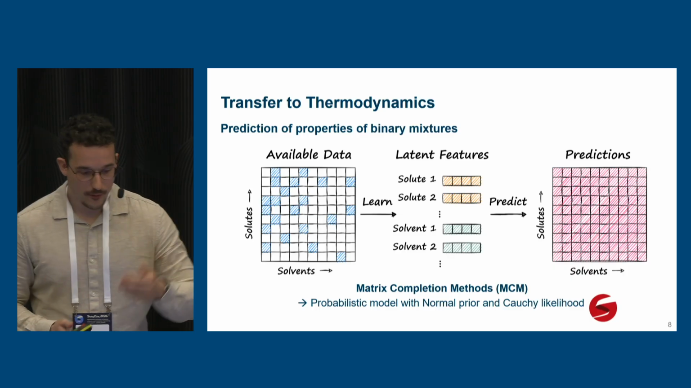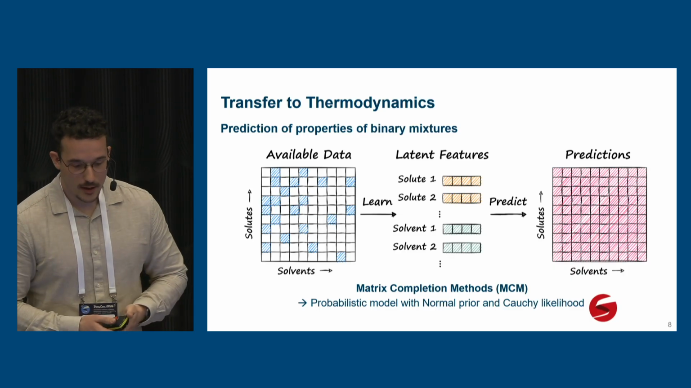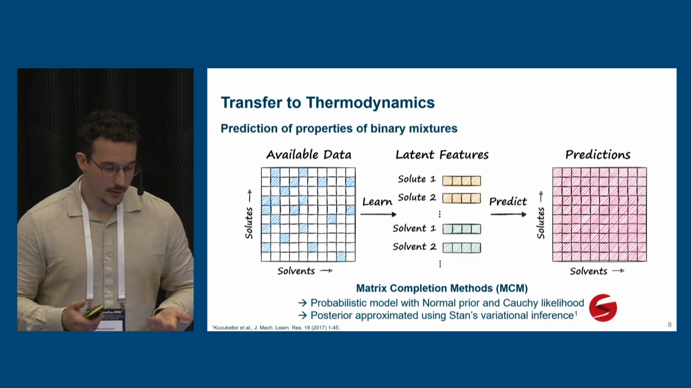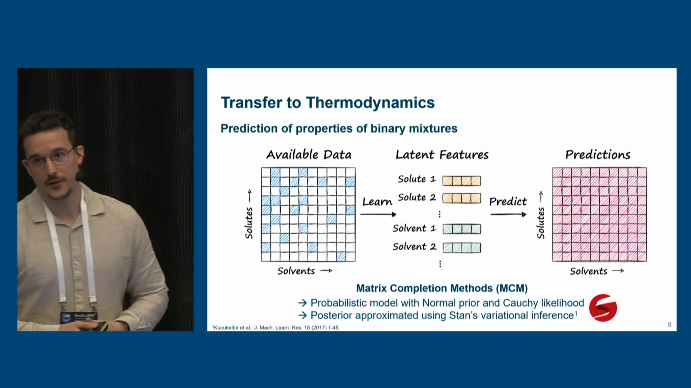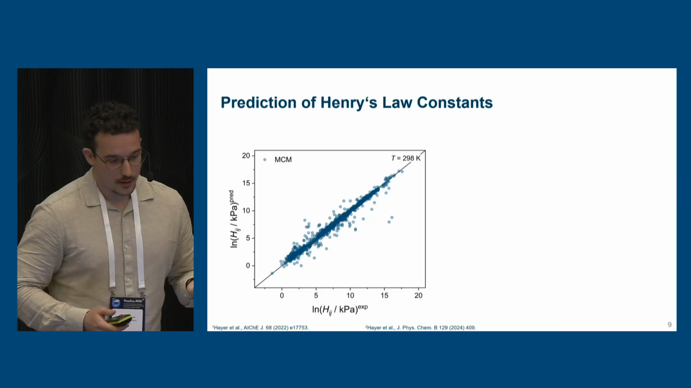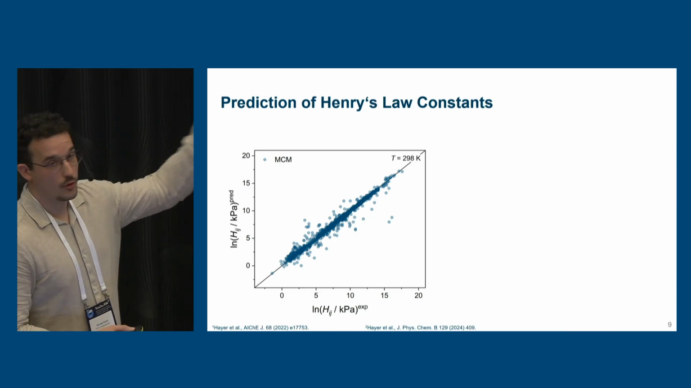And we've done this using a probabilistic approach. So for every feature, we used a normal prior, and we're usually using a Cauchy likelihood. And to find the posterior, we're using Stan's variational inference. Now let's have a look at the results. These are shown here. I'm going to show two plots.